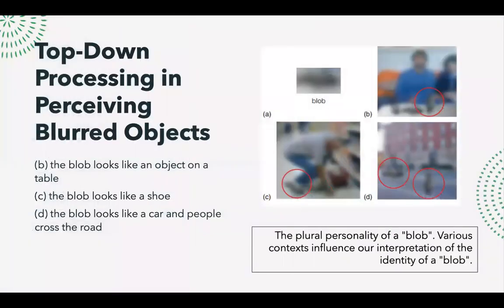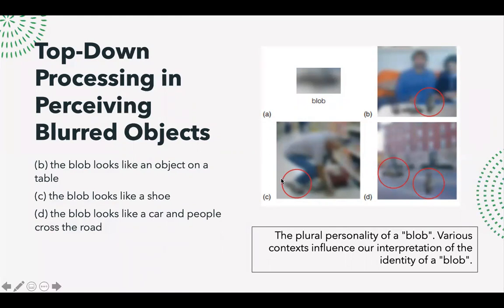An example of top-down processing is illustrated in this figure, called the multiple personalities of a blob. Even though all of the blobs here are identical, blurred pictures, right? They are perceived as different objects depending on their orientation and the context within which they are seen. So the blob here appears to be an object on a table in the B picture here. Perhaps it's a water bottle or something like that, right?